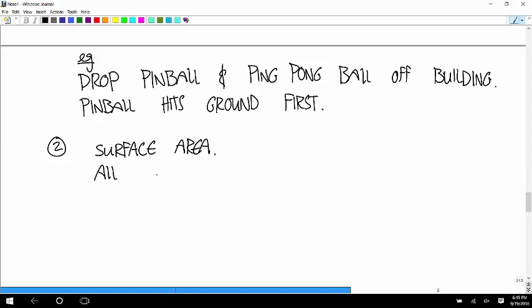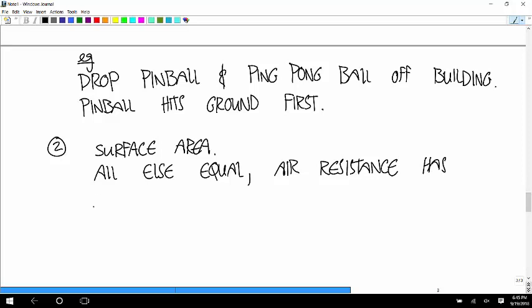So if everything else is equal, air resistance has a bigger effect on an object with a larger surface area. There's just more room for the air to make contact with it.